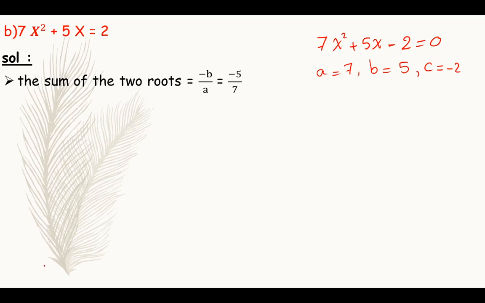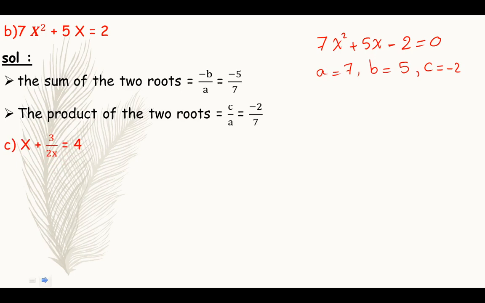And the product of the two roots will be equal to c over a. C equals negative 2 and a equals 7. So the product of the roots equals negative 2 over 7. So the product of the two roots equals c over a equals negative 2 over 7. Okay? Another example.